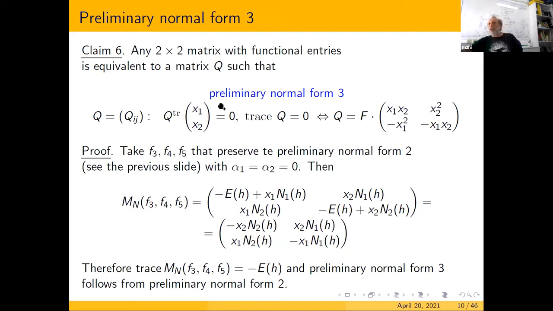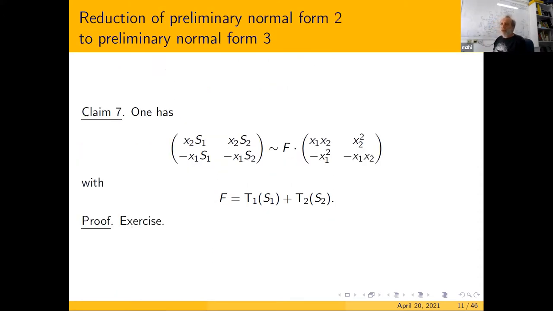So what can we do with this F3, F4 and F5, which preserves preliminary normal form two, in order to obtain the next preliminary normal form three? Only this equation is going to be zero in normal form two, but we can also make the trace of the matrix equal to zero. So then our matrix will have this form, and the proof is again very simple. It again uses elementary properties of the Euler vector field. And we can again write the formulas. So this is preliminary normal form two, and we have those operators T1, T2, and here is F. Okay, so this is preliminary normal form three. What about the exact normal form?